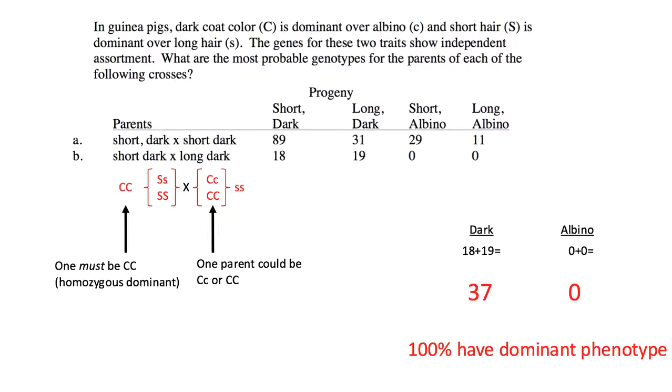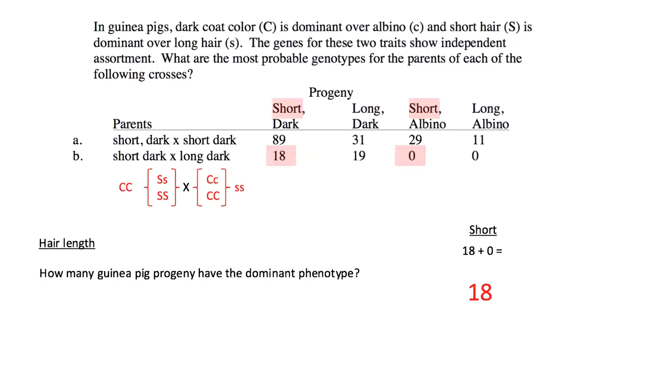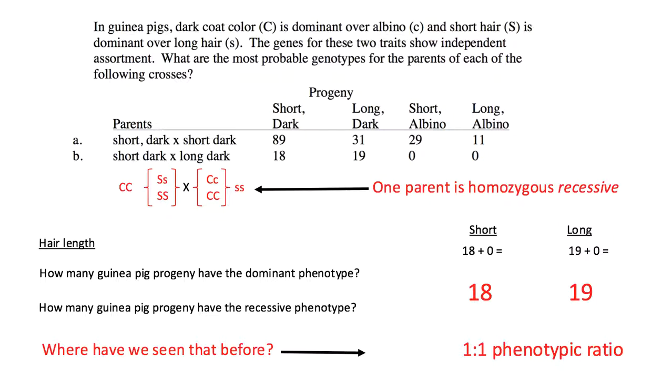Okay, now what about the other gene, hair length? How many of the progeny have the dominant short hair phenotype? 18 plus 0 is 18. How many have the recessive long hair phenotype? 19 plus 0 is 19. Here, we're seeing a 1-to-1 phenotypic ratio. Not only that, but we already know the hair length S gene genotype for one of the parents. One parent is homozygous recessive.